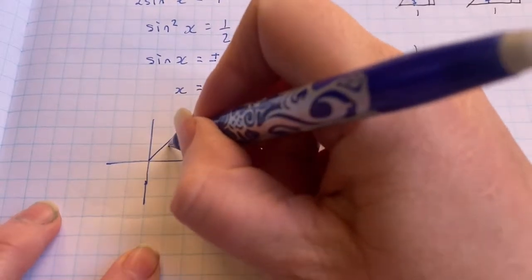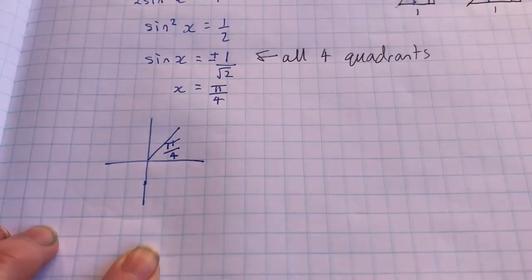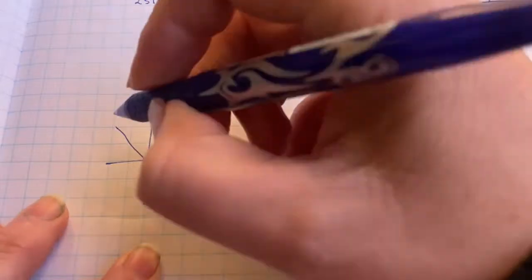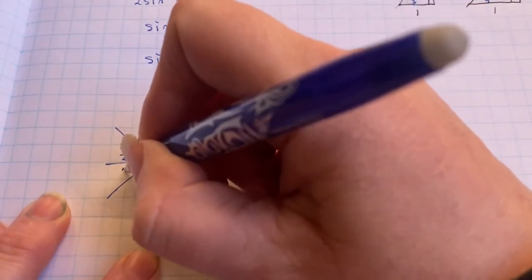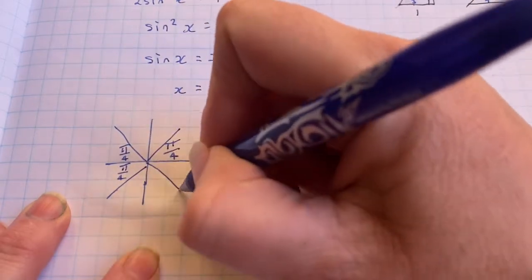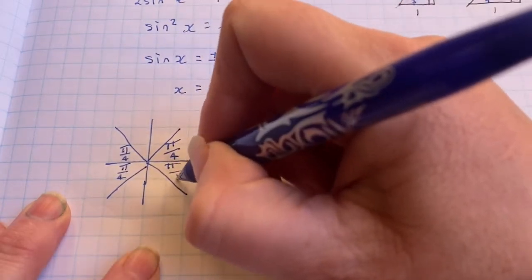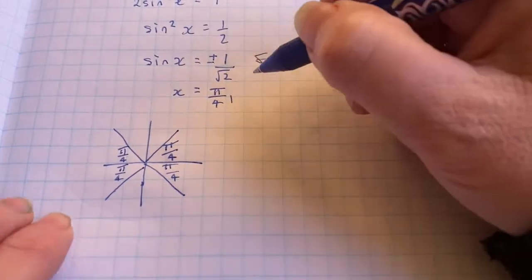Now, pi on 4 is there. It's the same as 45 degrees. Which means there's a second solution here where that's pi on 4. There's going to be a solution down here where that's pi on 4, and there's going to be a solution down there where that's pi on 4. So let's have a look.